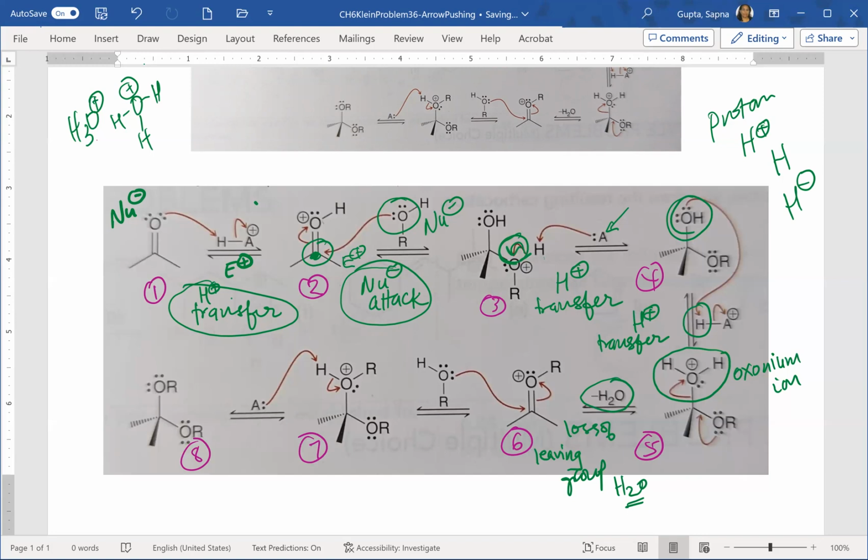So it depends on the reaction. Usually a positive thing is not going to leave. A positive thing is going to get picked up, like the proton transfer. So that gets picked up, but usually you have a leaving group as a negative or a neutral molecule. So this is loss of a leaving group happening from number 5 to number 6. Then let's look at number 6 to 7.